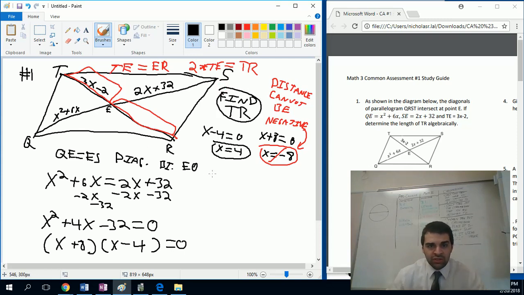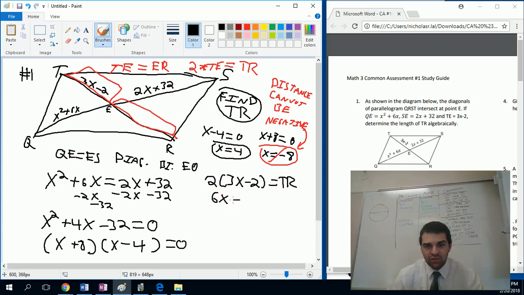We need to find TR, so that's how we find our answer. 2 times TE is equal to TR. TE is 3x minus 2, it's written right there. So 2 times 3x minus 2 is equal to TR. We distribute that 2, so 2 times 3x is 6x.